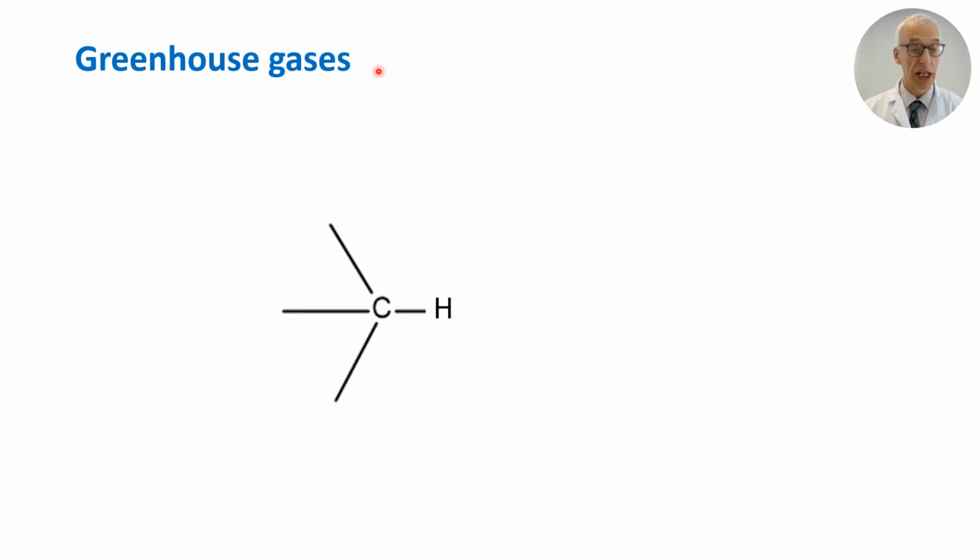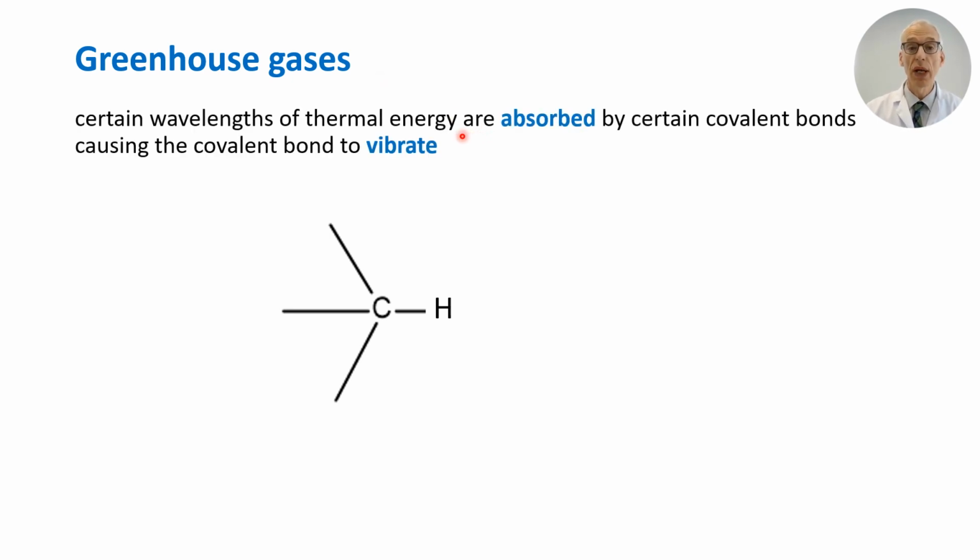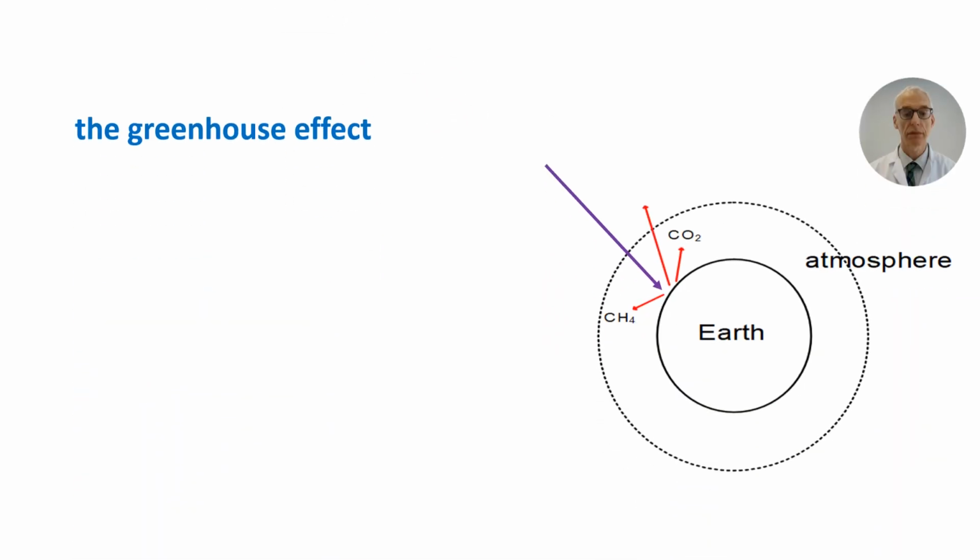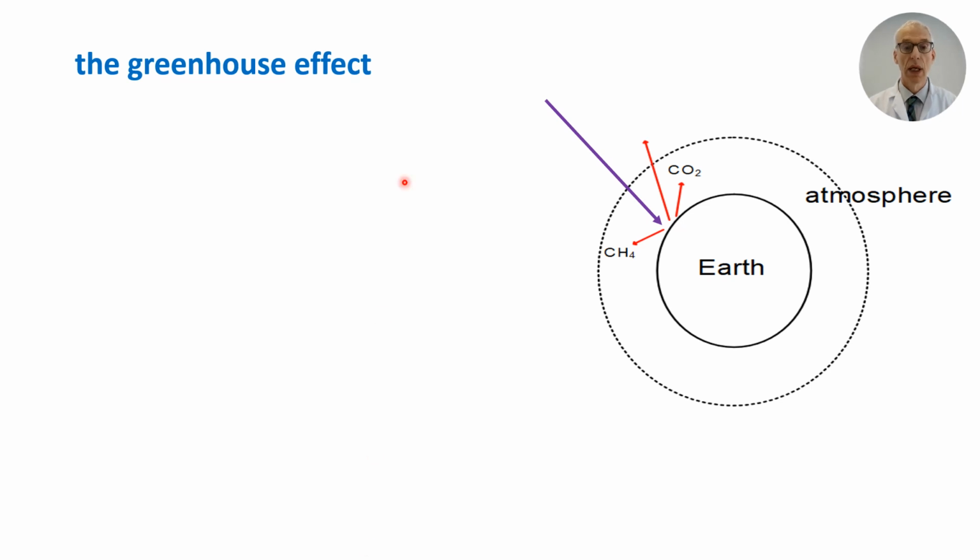A simple explanation for the action of greenhouse gases. Certain wavelengths of thermal energy are absorbed by certain covalent bonds, and they cause the covalent bond to vibrate. So thermal energy comes in of a certain wavelength, and the bond vibrates, absorbing that energy. And this leads to the greenhouse effect.